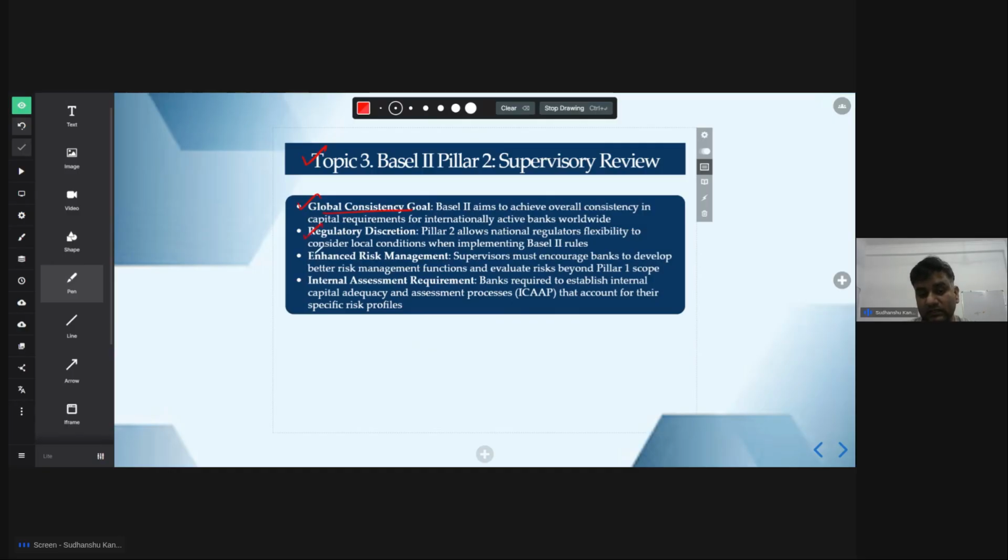So that was present. There was enhanced risk management, which means supervisors must encourage stronger risk governance. They assess risks not fully captured under Pillar 1, such as concentration risk, interest rate risk in the banking book, liquidity risk, strategic, and reputational risk.